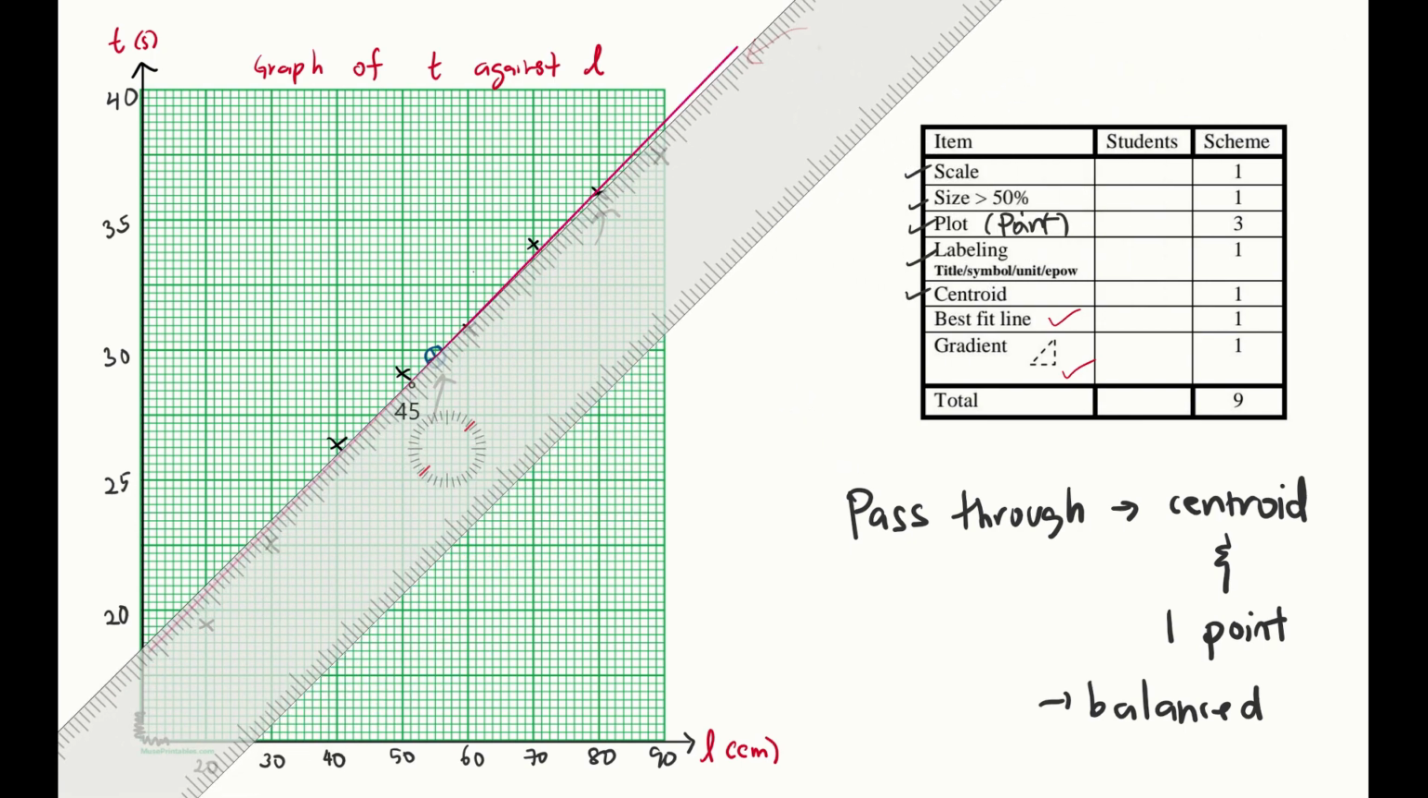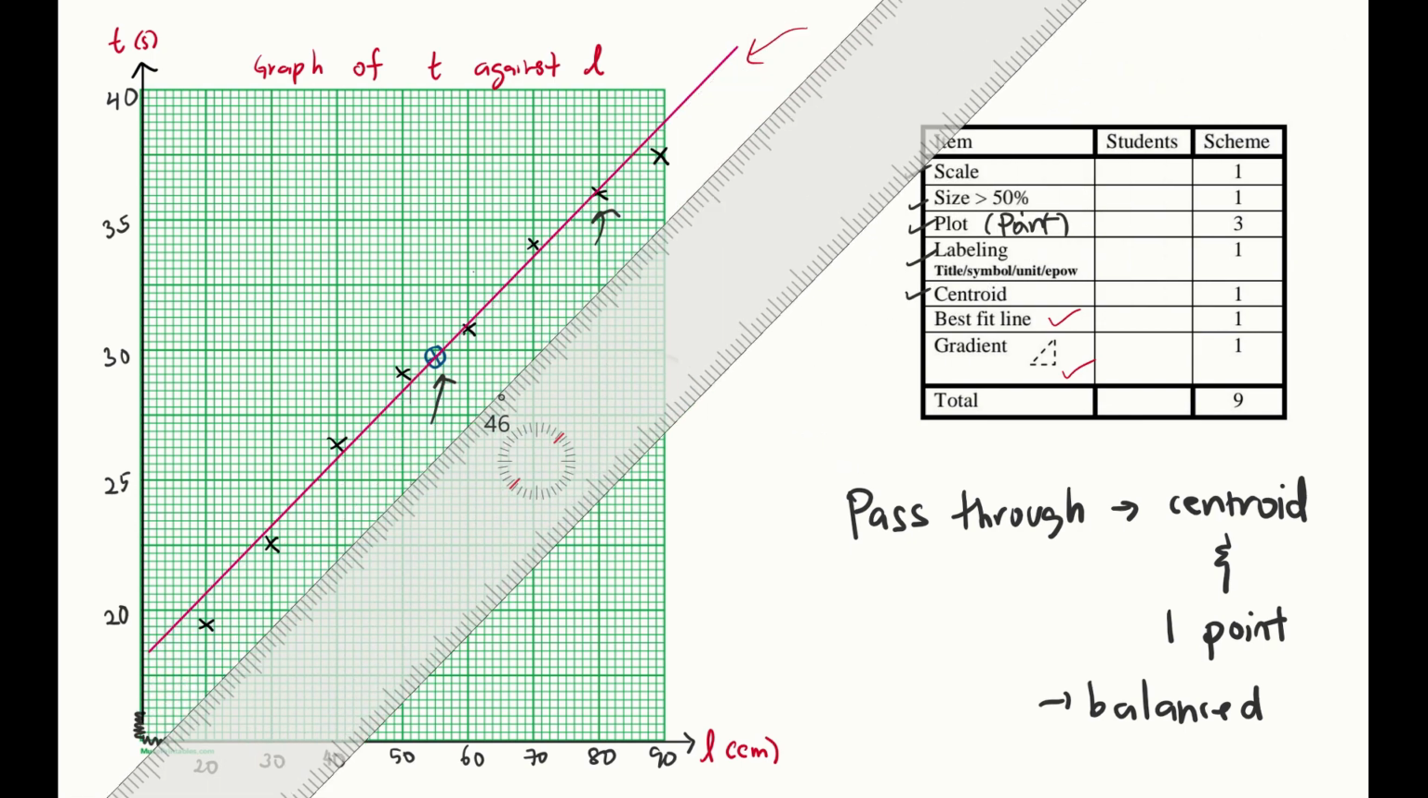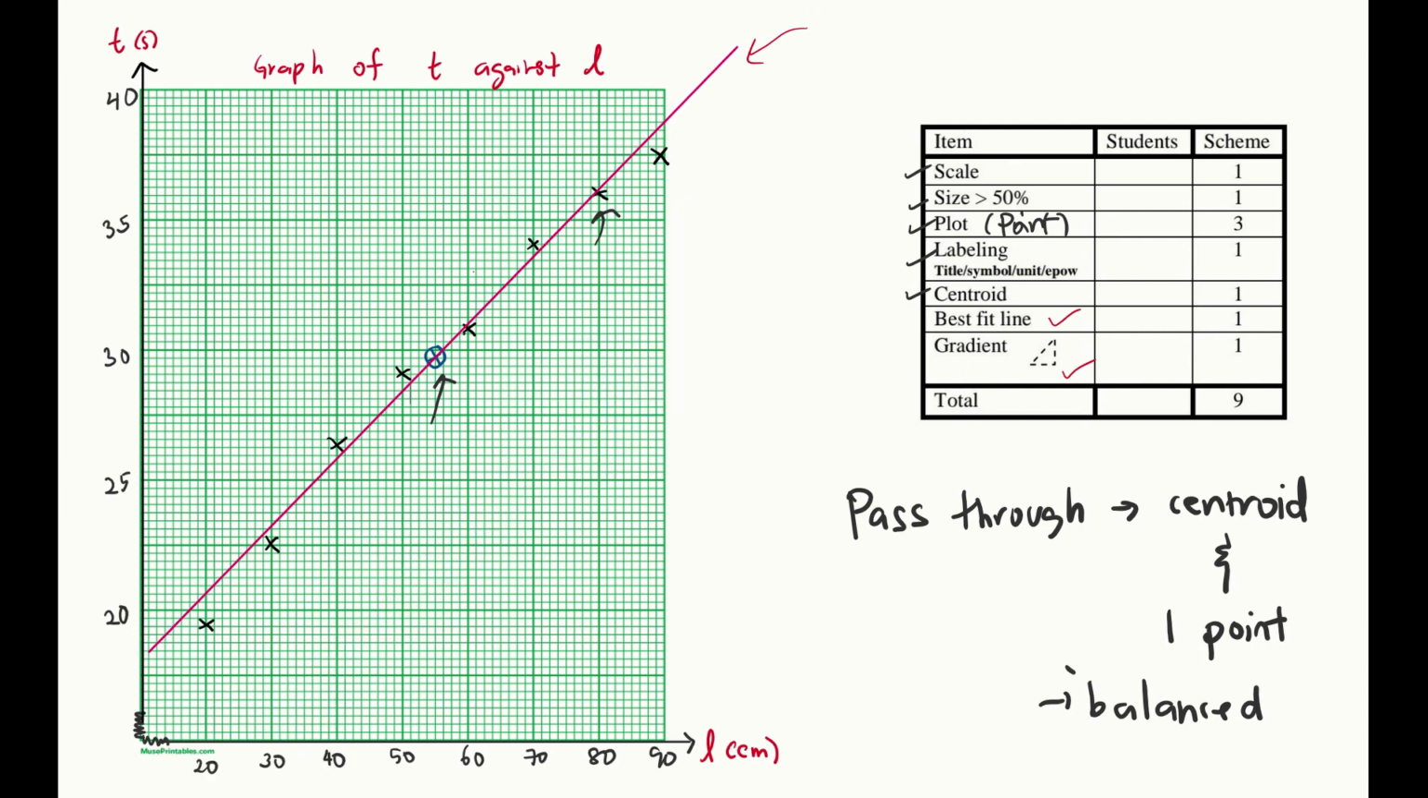So how do I know this is the best fit? This is where we need to consider the word balanced. This is your centroid. If you refer to all the points below the level of the centroid, there are 4 points. On the left side of the best fit, these two, and on the right side, the number of points must be the same. So here are 2 points that the line does not pass through, and we have 2 here. So 2, 2 is balanced.